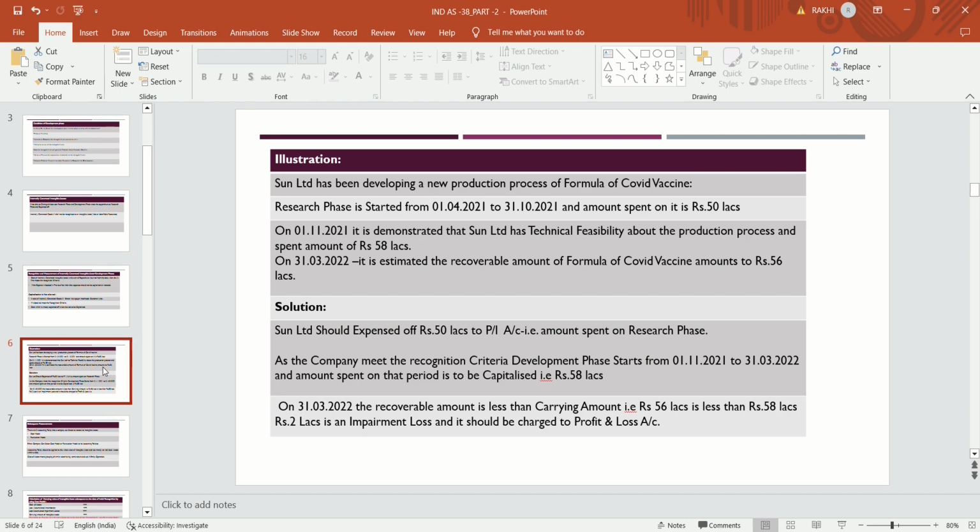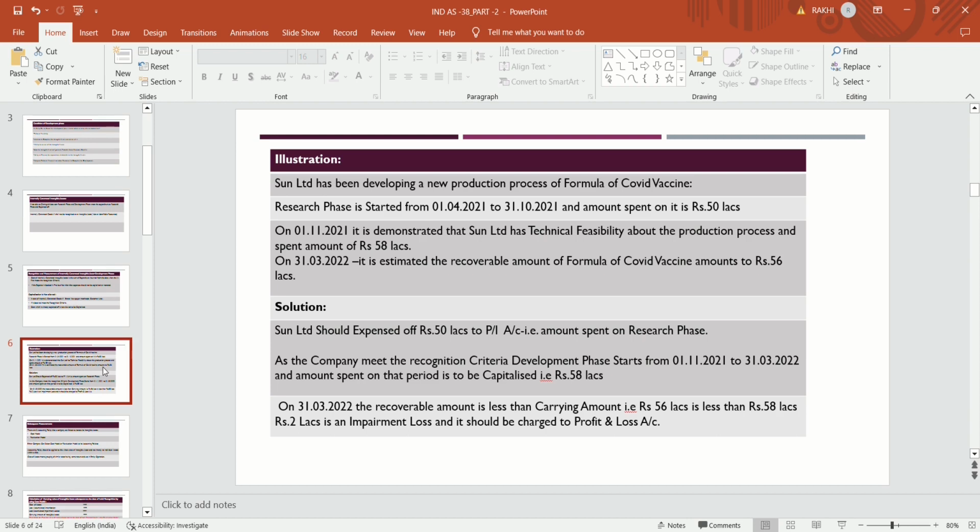and all the expenses incurred at the time of research are to be charged to the P&L account. As the company meets the recognition criteria, because technical feasibility is there, from 1st November 2021 to 31st March the amount spent is rupees 58 lakhs, which is to be capitalized. As on 31st March 2022, the recoverable amount given in the question is rupees 56 lakhs.